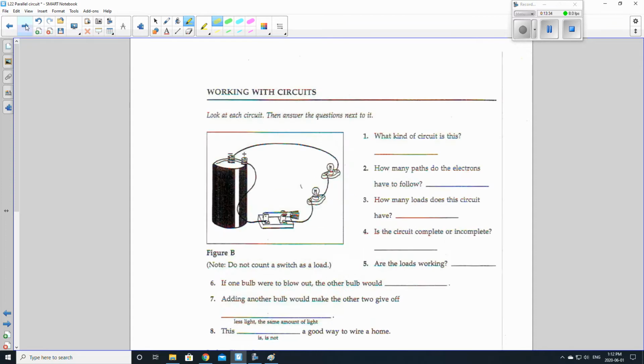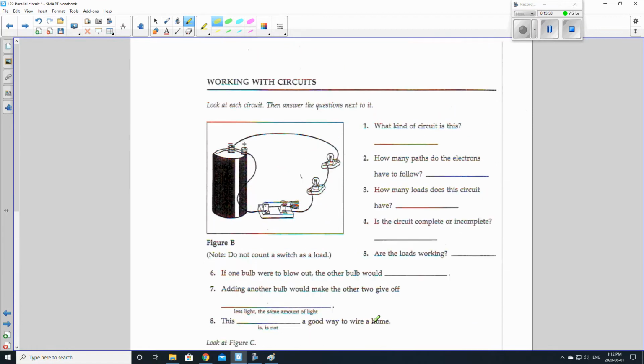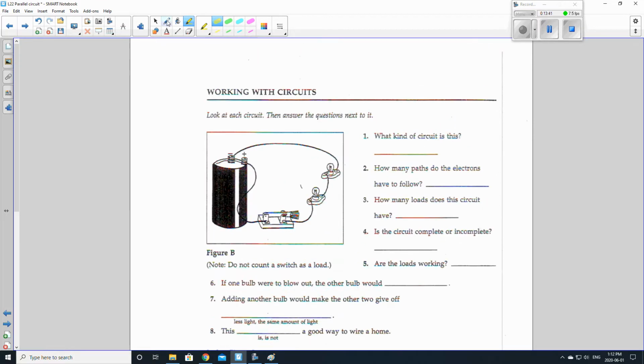Next up, let's just compare these two. So over here, what kind of circuit is this? Let's just trace the path. It has 2 devices. It has a switch and then 2 loads or 2 bulbs. But when I trace it with my pencil, I notice that there's only 1 loop. So if there's only 1 loop, it must be a series circuit.